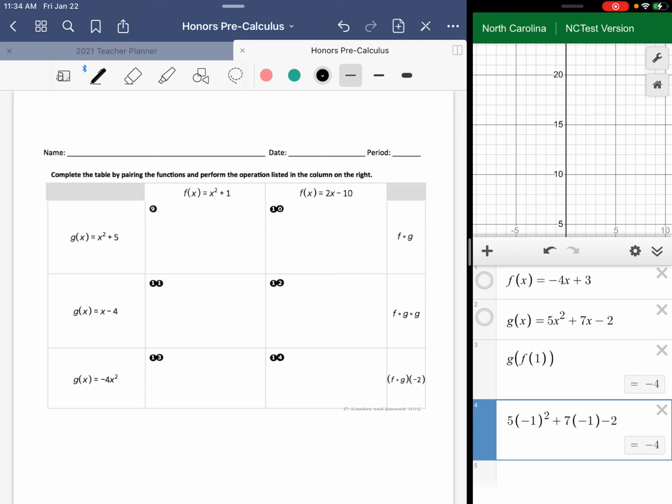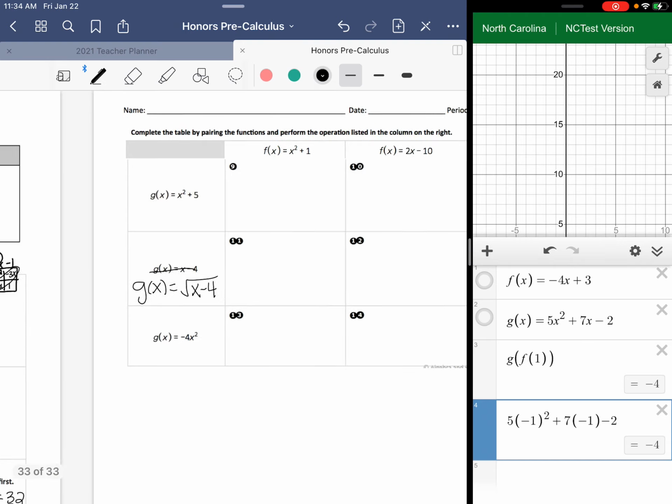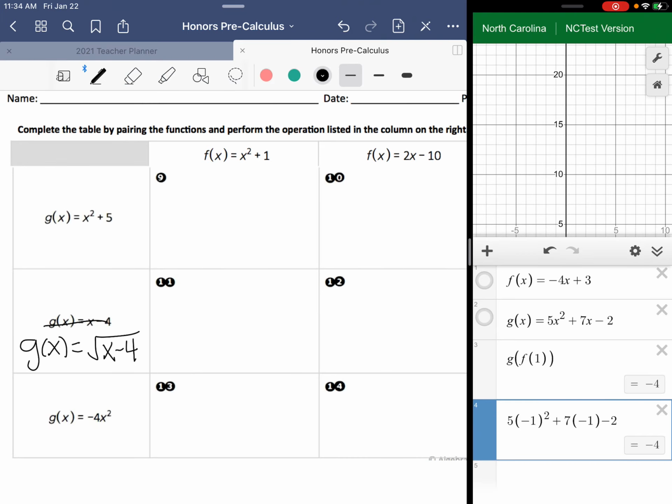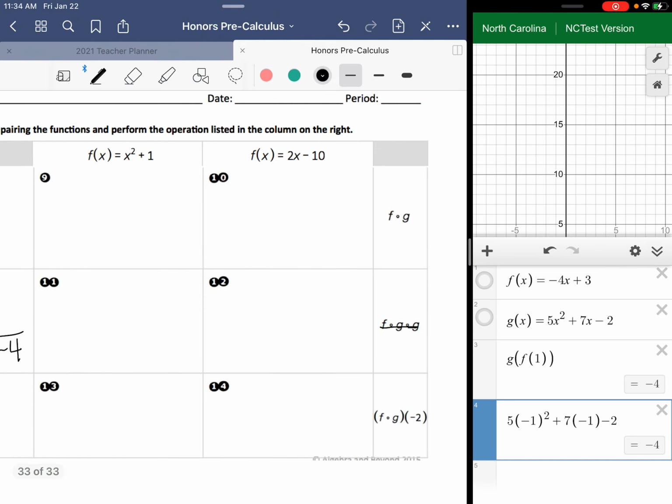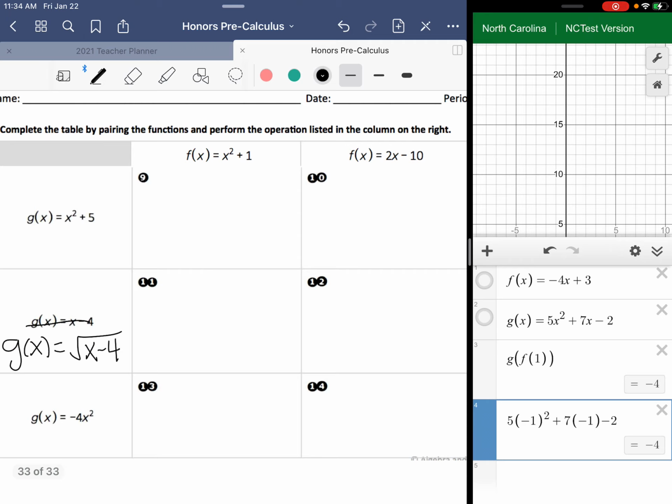All right, so I do have a few more examples. I think we've done quite a bit of them, but I did want to show you, I'm going to edit this function right here so that it says g of x is equal to the square root of x minus 4. Now, when I'm looking at this, they're asking us to find f of g. Okay, so that means we're going to take the g function and we're going to plug the g function into the f function. So my g function is the square root of x minus 4, and we're going to plug it into the f function.